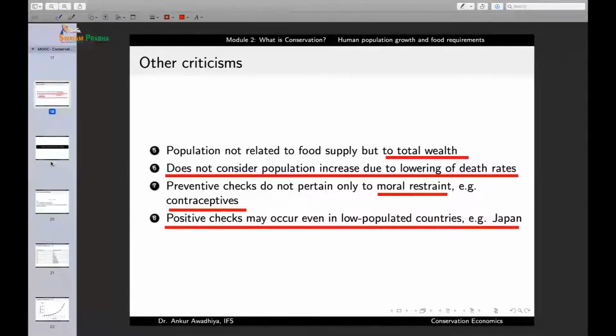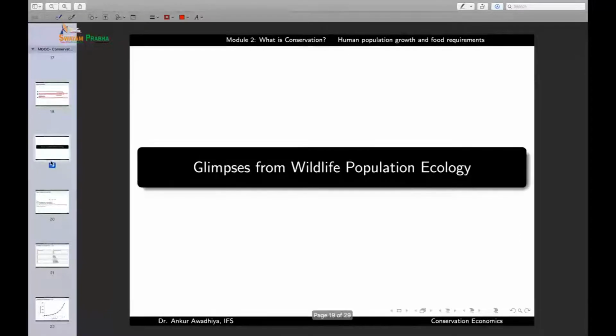But if Malthusian theory is unable to explain what causes the growth in the human population, what other theories can be used to help us find out what is causing the growth in the human population? So, in this context, we can have certain glimpses from wildlife population ecology. Now, population growth is not something that is specific only to the human population. We observe population growth in a number of other organisms as well.